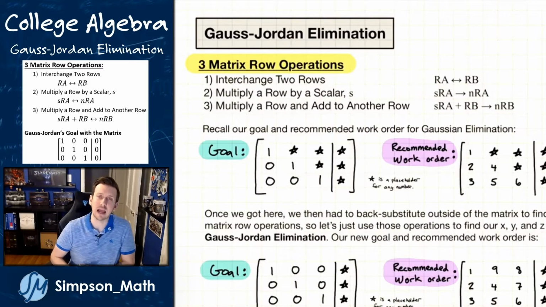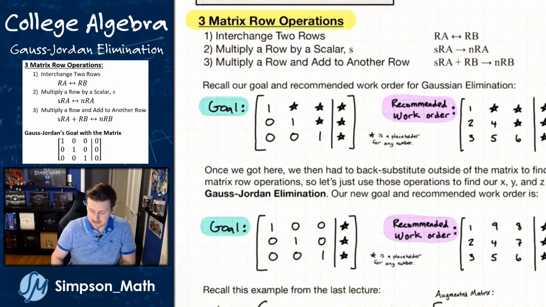Now when it came to Gaussian elimination, I wanted ones on the main diagonal and zeros beneath. I'm still going to want that same thing with Gauss-Jordan because I do that first, but then once I achieve that goal, ones on the main diagonal, zeros beneath, I then use these ones to make the other numbers above the ones be zero. So the recommended order is that we, again, get this first top left one, use it to make the zeros beneath. Get the next one on the diagonal, use it to make zeros beneath.